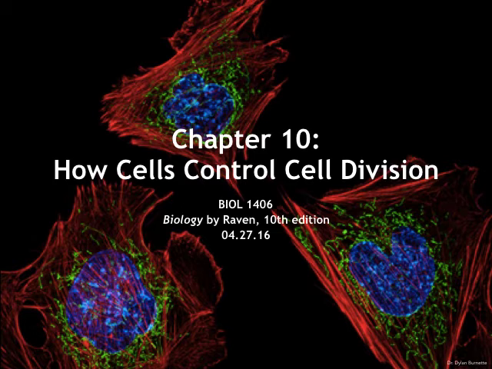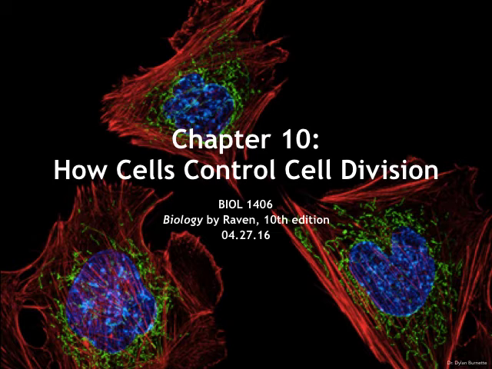Okay, so this last part is the last section of chapter 10, 10.6, and it really has to do with how cells control cell division. So I wanted to do this after meiosis because it's easier to just compare mitosis and meiosis and the steps and what makes them different, and then come back to how does a cell even control cell division? How does it control the cell cycle?